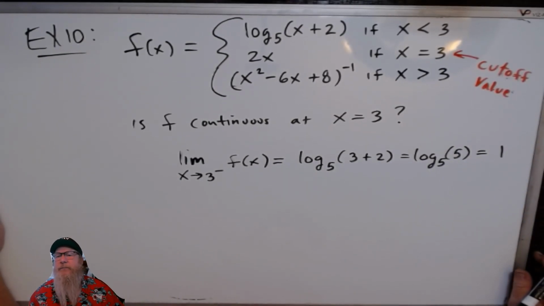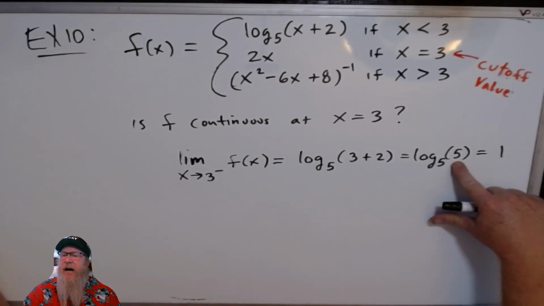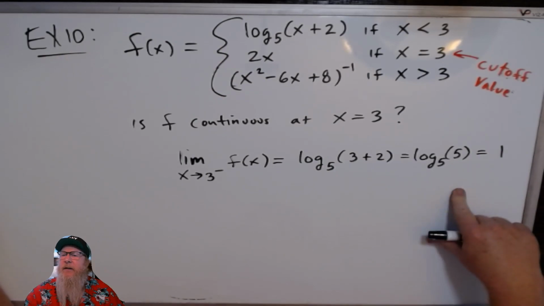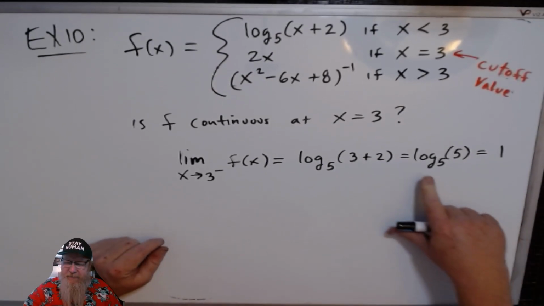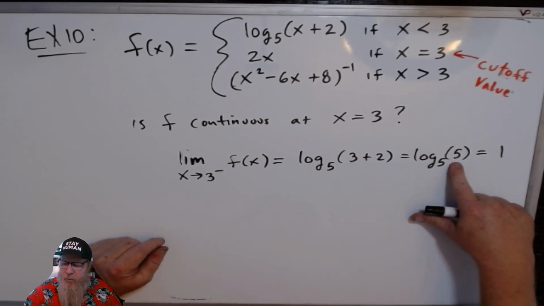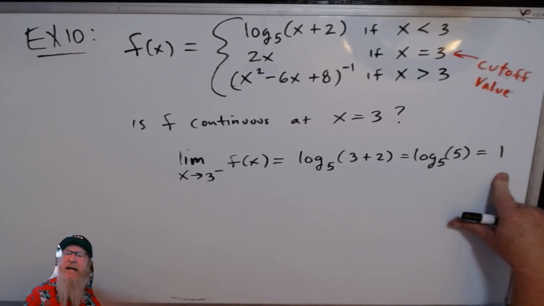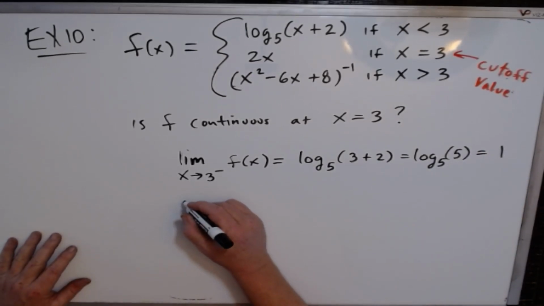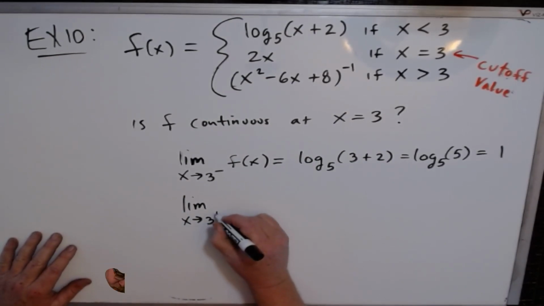5 to the first power is equal to 5. Remember, logs are really just exponentials. If this was log base 5 of 25, then it would be 2, because 5 to the second power is 25, and so forth. All right, let's do the limit as x approaches 3 from the right.